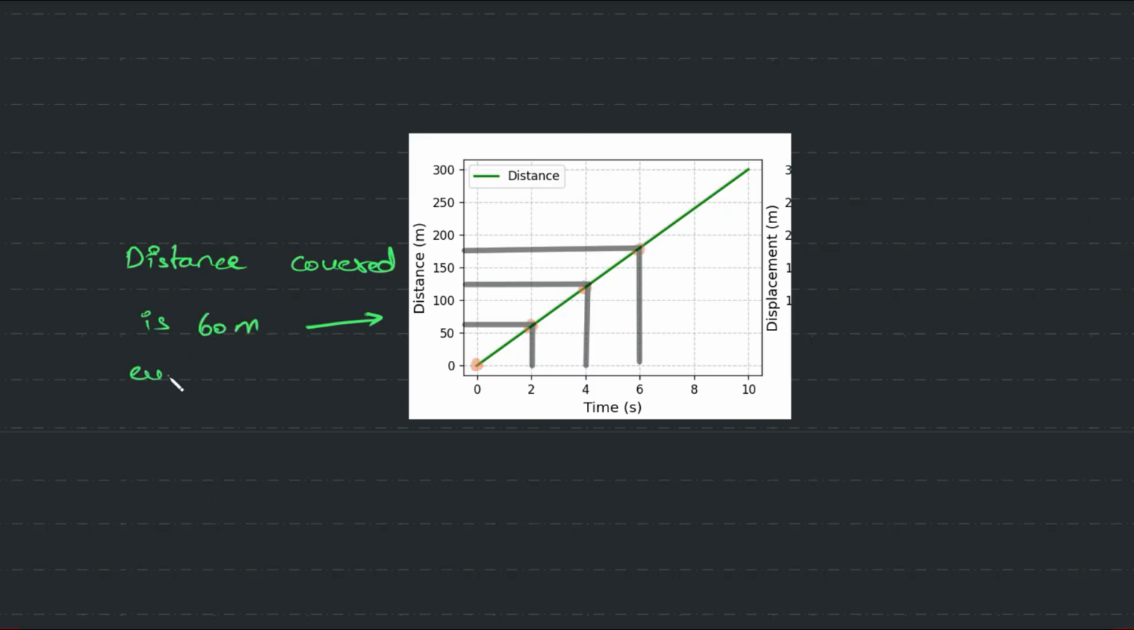60 meters every 2 seconds, and the time interval between 2 points is 2. So this is also fixed. Every 2 seconds is what we are looking at. So every 2 seconds, we are moving a distance of 60 meters, right? So this indicates a uniform... Oh, sorry, I forgot to write the heading. This is an example of uniform speed.